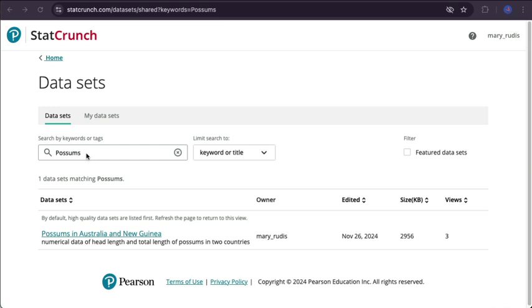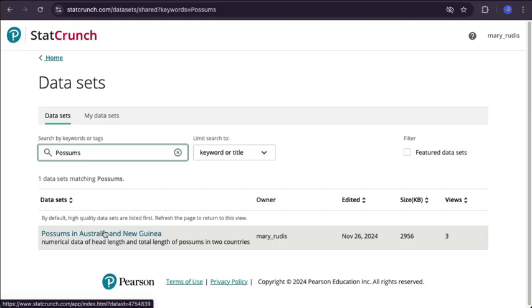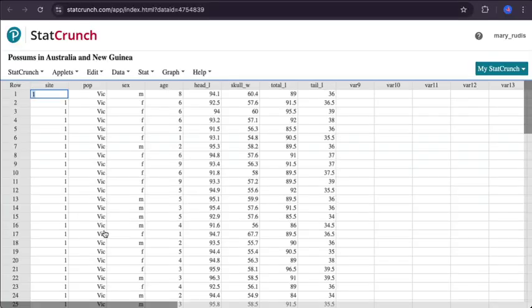So the first thing we're going to do is load the data. Under data sets, when you want to search for data sets, you can search by keyword or tag. And if you type the word possums in the search bar, you will see possums in Australia and New Guinea, which I've uploaded. So basically go ahead and load that data into StatCrunch.